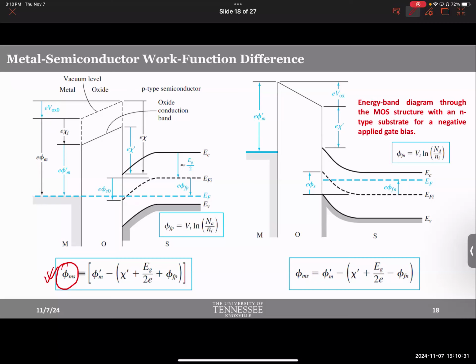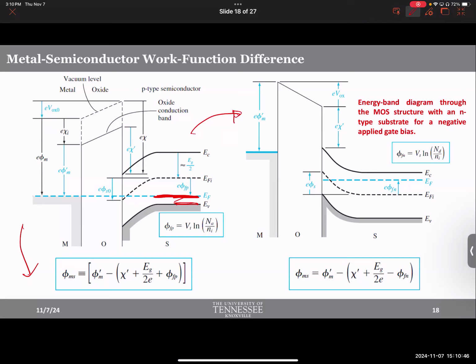I'll show you gradually. First of all, this is the equation that we derived together for a semiconductor with p-type doping. As you see, this is a p-type semiconductor. The other diagram looks equally scary.